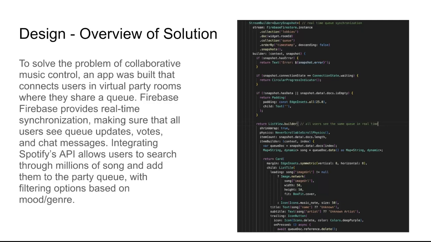This real-time synchronization is what enables true collaborative control, so that every participant in the party can see the same queue at the exact same time, and anybody can add or remove songs, with changes syncing instantly to every single device. And this solves the original problem of single-person music control by giving everybody an equal input.